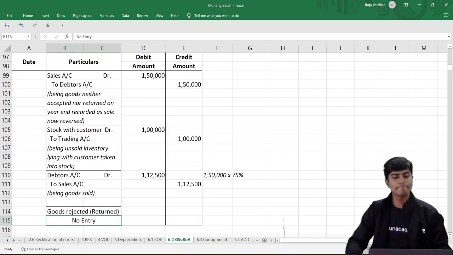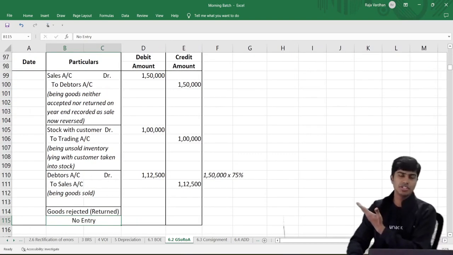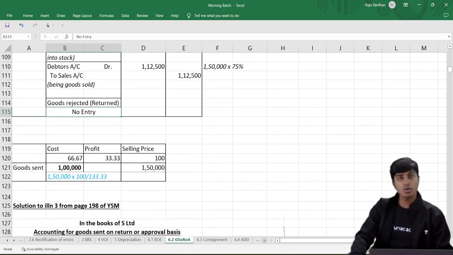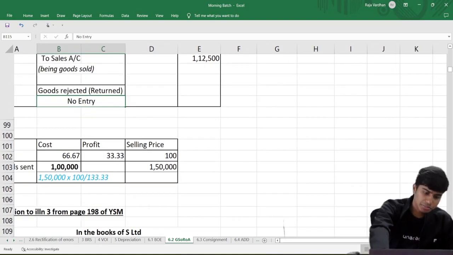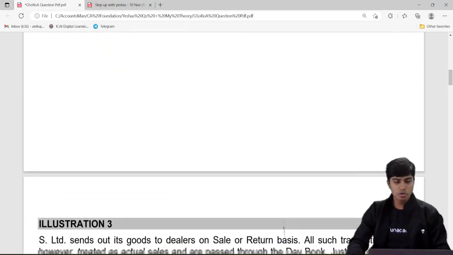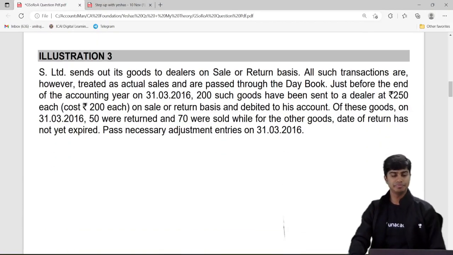This is the end. Quick visibility of the entire solution if you want to. And here is our working note. Now we'll get into question number 3. Illustration number 3. This is in the books of S Limited.